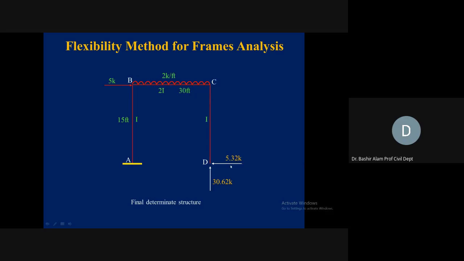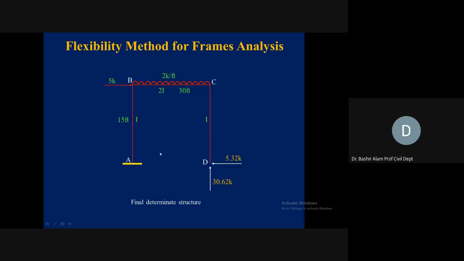But this 5.32 and this horizontal 5.32 will be causing a couple, and that couple will be resisted by a moment. It is causing clockwise, so that will be counterclockwise, and it will be 5.32 times this 15. That will be the moment here at C. Similarly, you can analyze the rest of the beams also, but we want to do this with the help of this flexibility method, matrix approach.